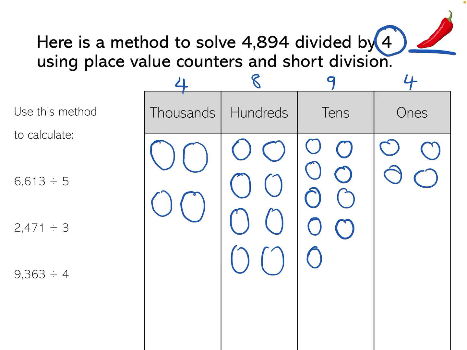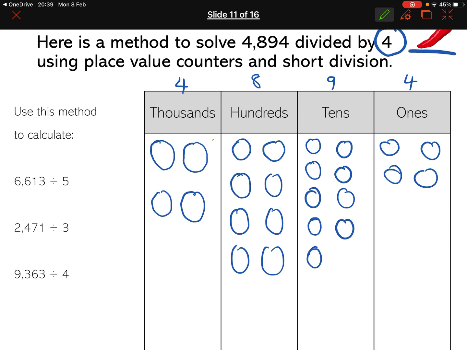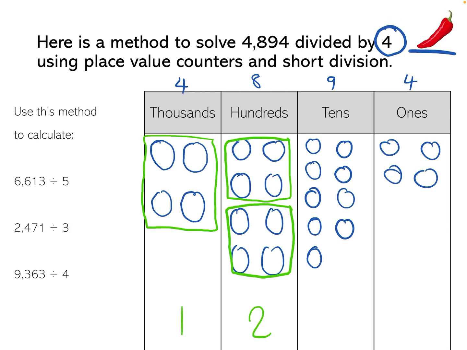Now I'm going to be looking to group them up into 4s. Divided by 4. How many groups of 4? I'm going to get a different colour pen for this. So here's a group of 4. One group of 4. I've also got another group of 4. So that's 2 groups. How many groups of 4? One group of 4, 2 groups of 4. Oh, but I've got this 1 left over. So I've got 2 whole groups of 4. What do I do with this 1?